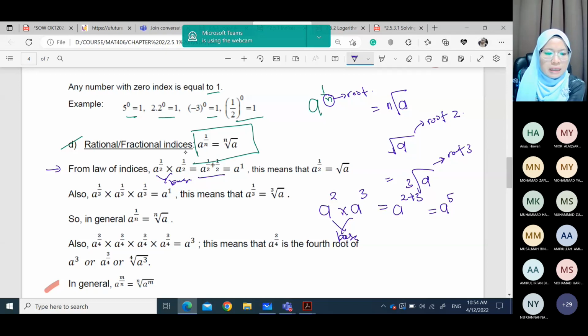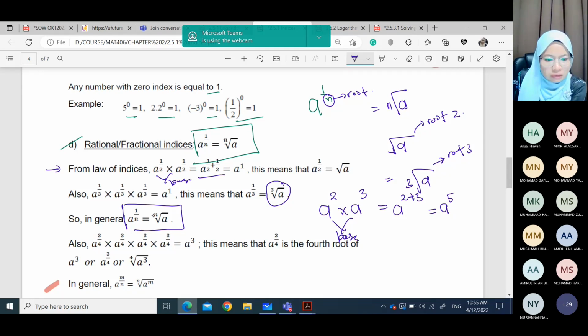Okay, right. So next also A to the power of 3 times A to the power of 1 over 3 times A to the power of 1 over 3. It is equal to A to the power of 1. This means that A to the power of 1 over 3 is equivalent with root of 3 of A, A punca kuasa 3. So in general, A to the power of 1 over n is equal to A root of n. Yang ni yang kita dah sebutkan tadi, sama kat atas ni.